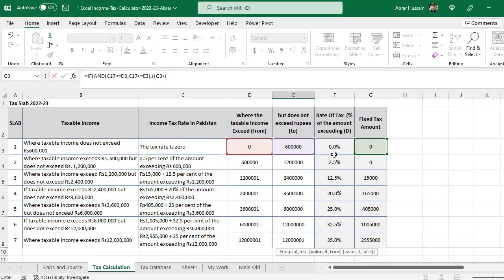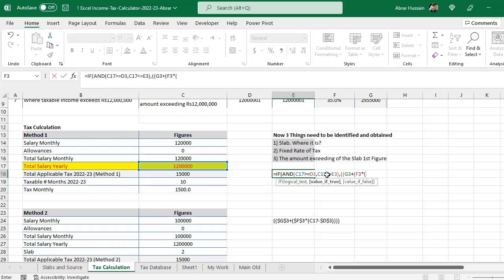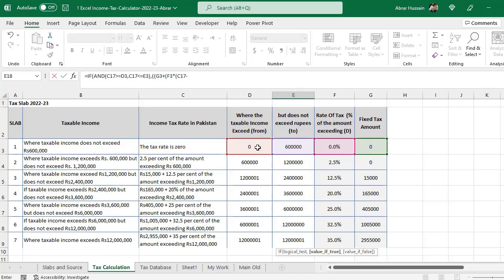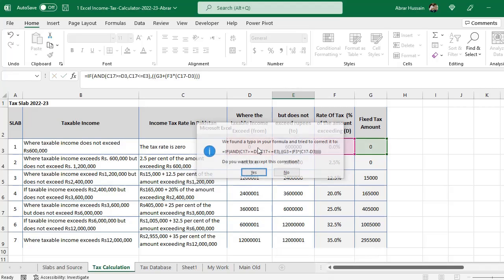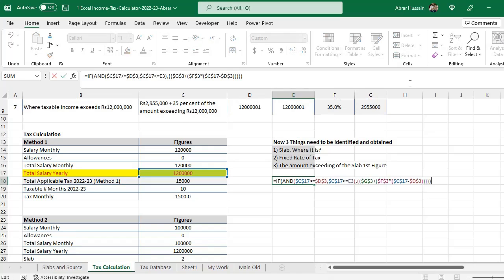So what is that? That is this percentage multiplied by a bracket, and what I'm going to obtain is the amount exceeding this column. So the amount exceeding this column would be this minus this, bracket close. It says false. Why is it false?